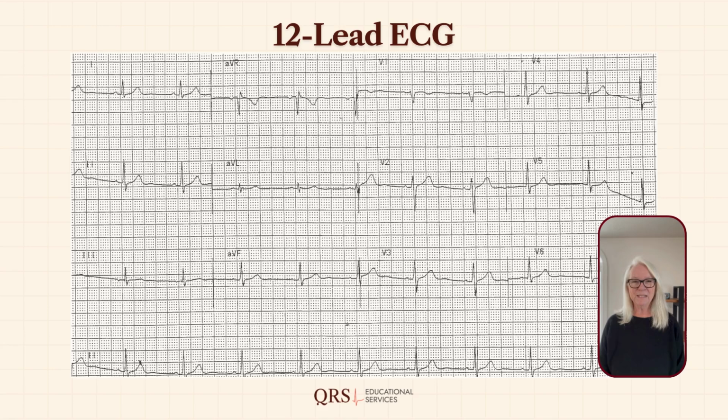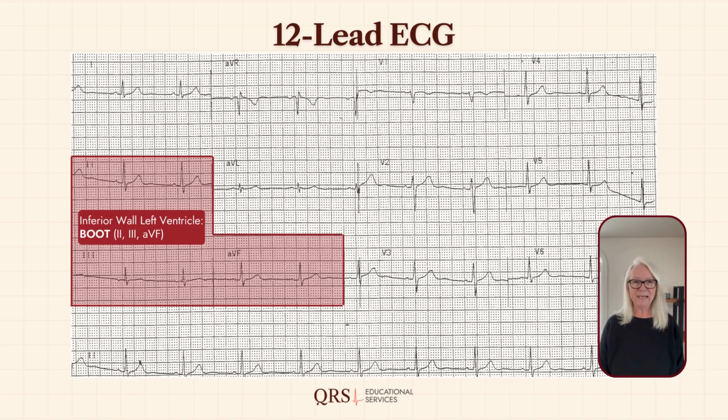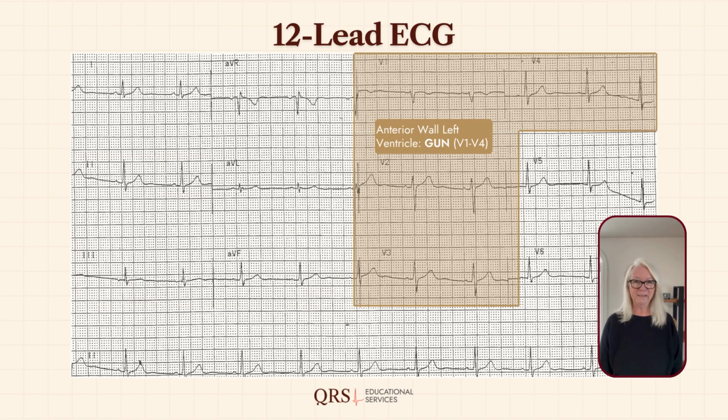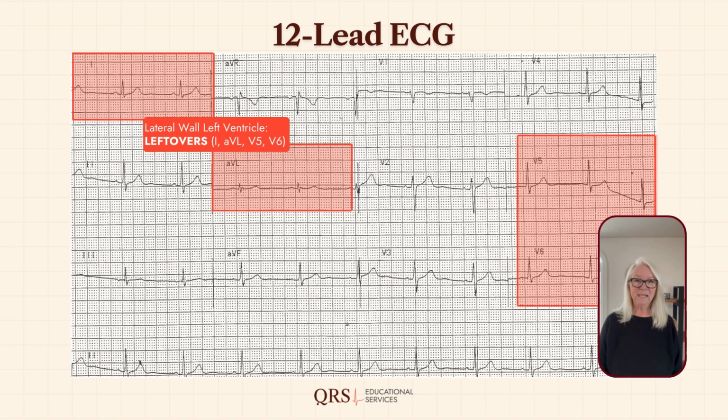When we take a look at the 12-lead ECG, we are essentially looking at three parts of the left ventricle. Leads 2, 3, and AVF look at the inferior wall of the left ventricle. V1, V2, V3, and V4 look at the anterior, or the front, of the left ventricle. Lead 1, AVL, V5, and V6 look at the lateral wall of the left ventricle.